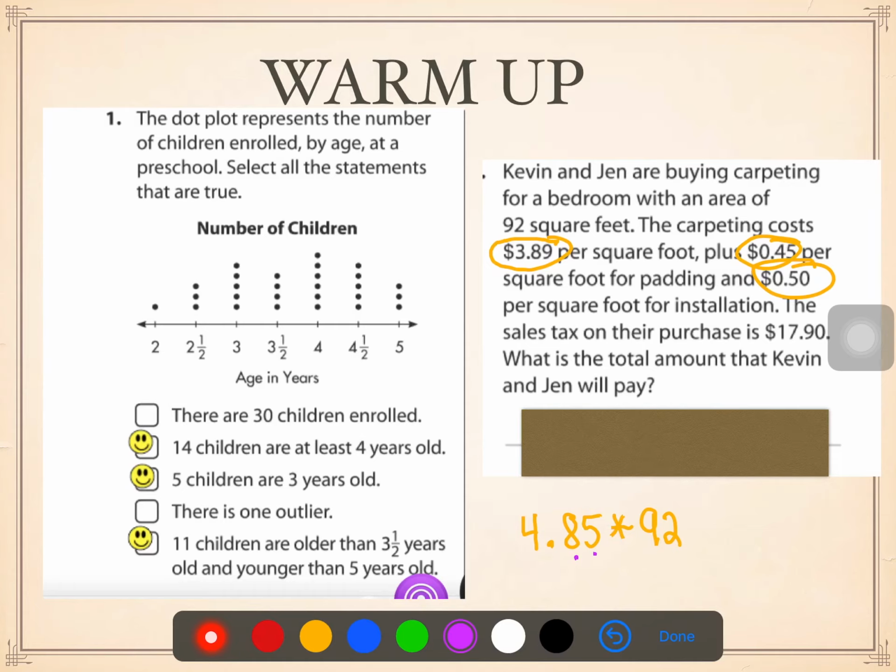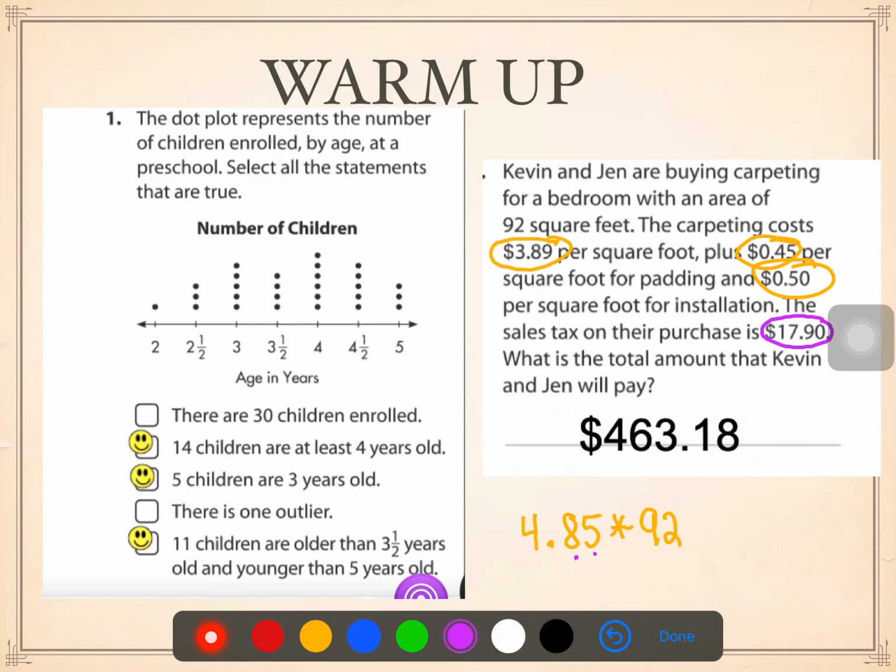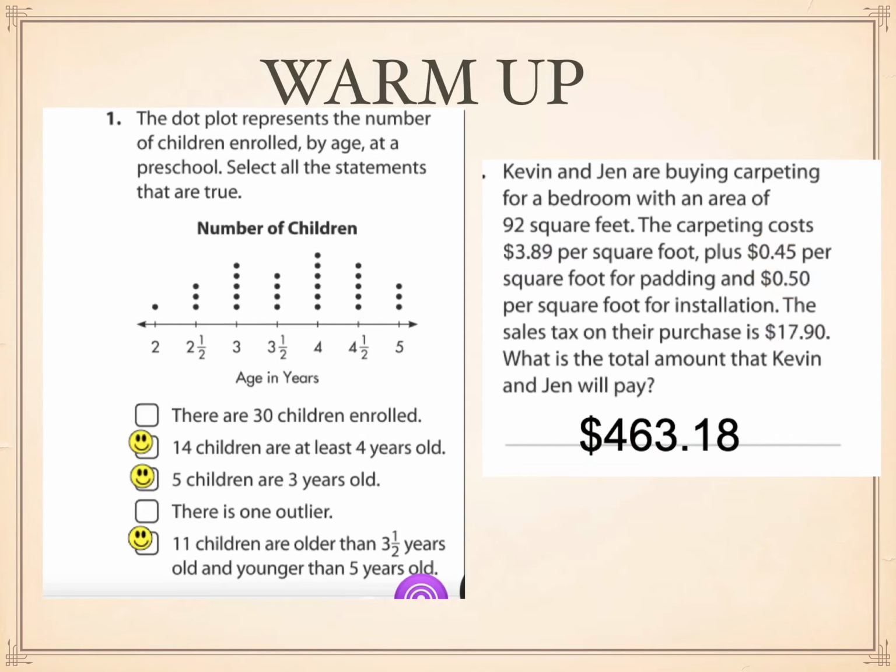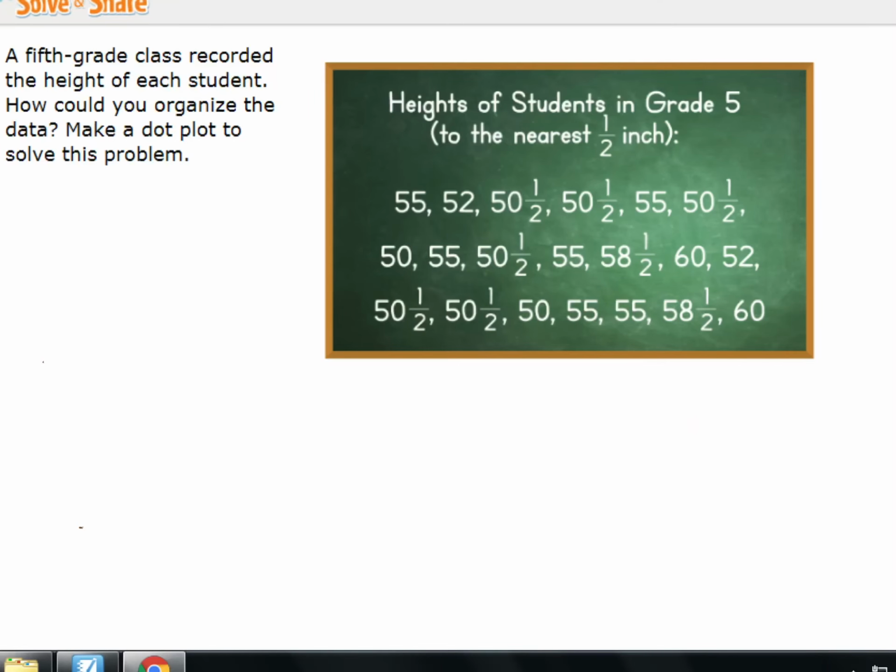When you get that number for the total of the carpeting, you then would go back and add the tax. And the tax in this case was $17.90. When you did that, hopefully you saw that you got your price per square foot and added your tax. If you didn't do it that way, pause it here and do it. Yep, your answer should be $463.18. All right, let's go on to the lesson, the solve and share.